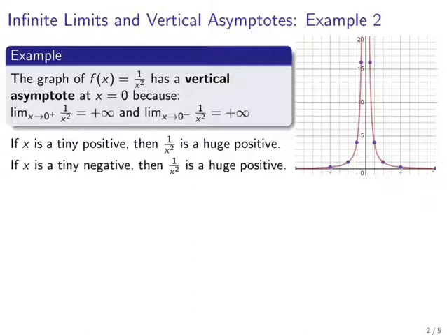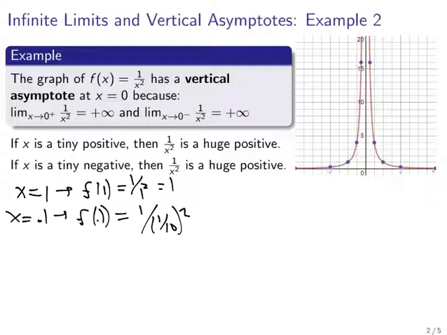Well, let's try to employ a similar analysis here. If I plug in x equals 1, I get the corresponding height of 1 over 1 squared, or just 1. That's that point over there on the graph that you see. If I plug in 1/10 or 0.1, then the function will output 1 over that number squared. In other words, 1 over 10 squared is 1 over 100, and then 1 divided by that, the reciprocal of that reciprocal, is 10 squared, it's 100.